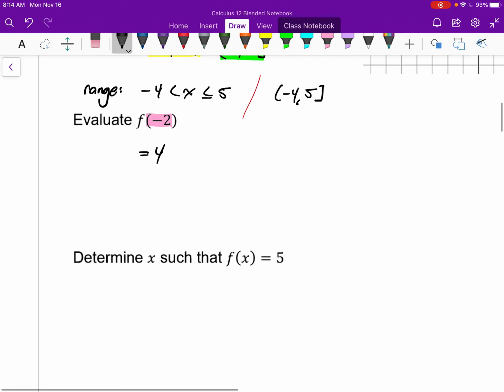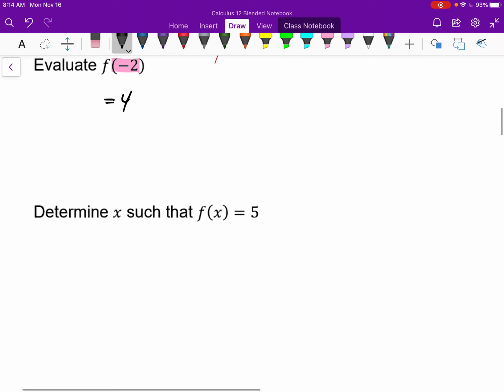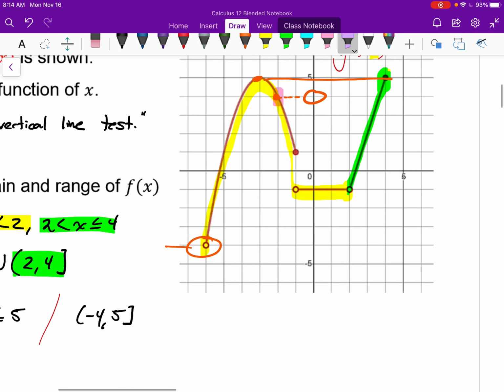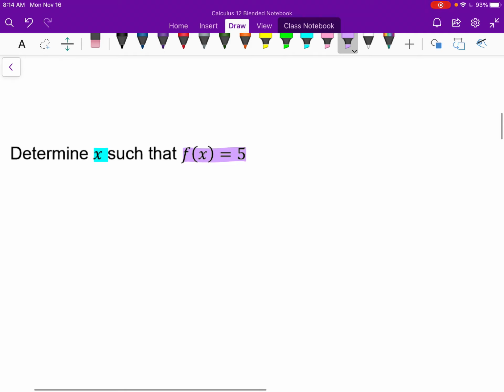And the other way around, determine x such that f of x equals 5. So in this case, I'm trying to figure out the input so that 5 is my output. And so look at my graph. Where is 5 my output? Well, in these two places. Both those places I've highlighted in purple have an output of 5. So when -3 goes in or when +4 goes in, 5 will come out. And so you can say when x equals -3 or 4. There's two solutions to this.